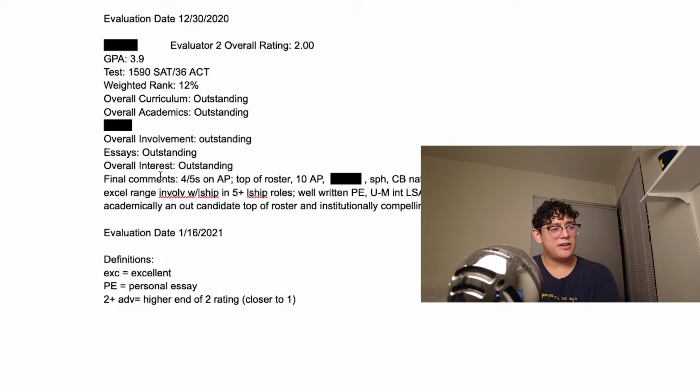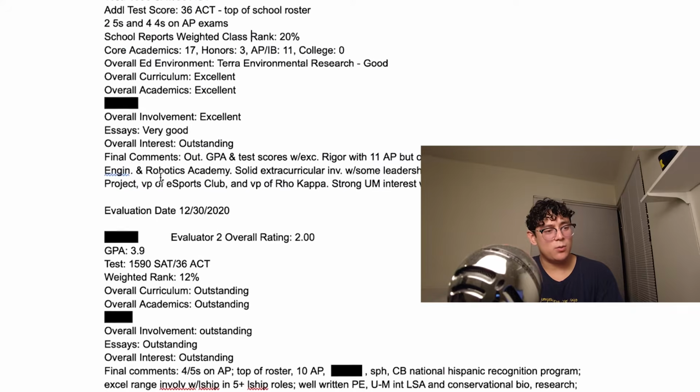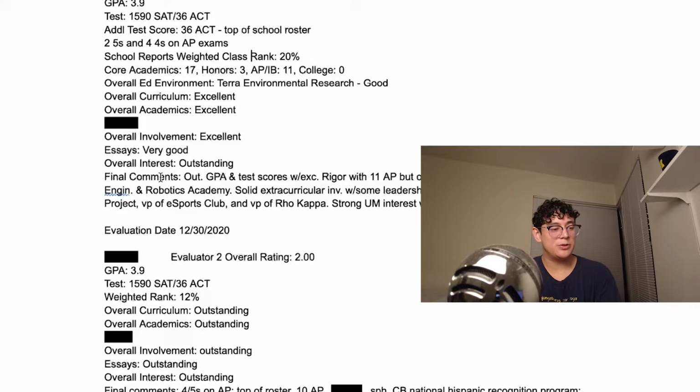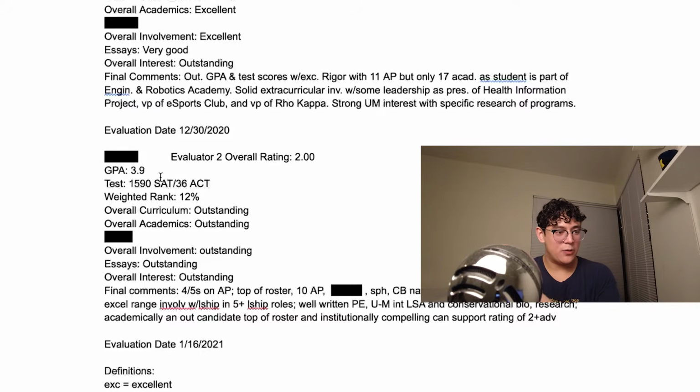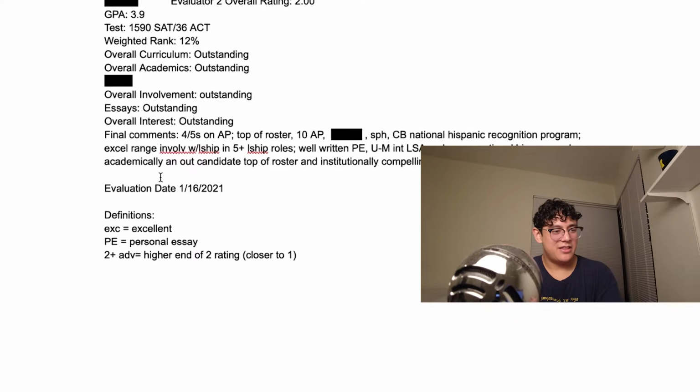The second evaluator gave me an overall rating of 2.0, again, 1 through 15, 1 most suitable, 15 least suitable. Overall curriculum, outstanding. Overall academics, outstanding. Overall involvement, outstanding. Essays, outstanding. Overall interest, outstanding. This one clearly liked me more. I'm not sure exactly why, but I guess it just shows there's some variation in what the reviewers think of you. That's why there's 2.